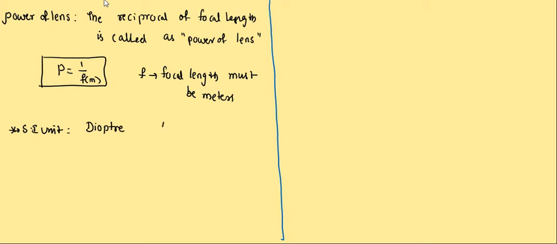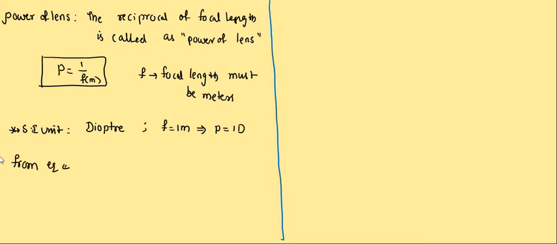One diopter is equal to 1 by 1 meter. If any lens has the focal length 1 meter, then its power will become 1 diopter. The definition of 1 diopter we can write like this: the power of a lens whose focal length is 1 meter is called 1 diopter. Next, if the focal length is 1 meter, you substitute 1 meter here, then the power you will get is 1 diopter.